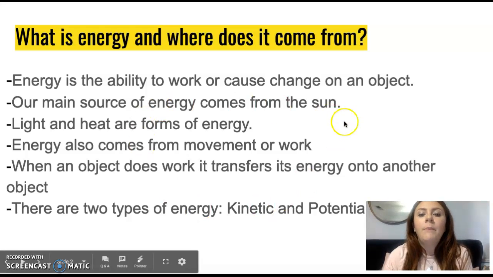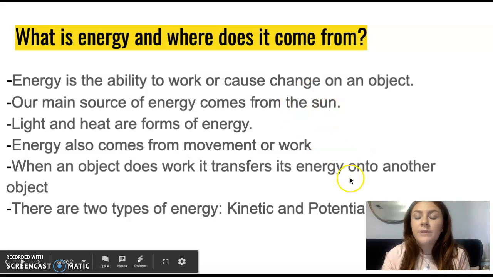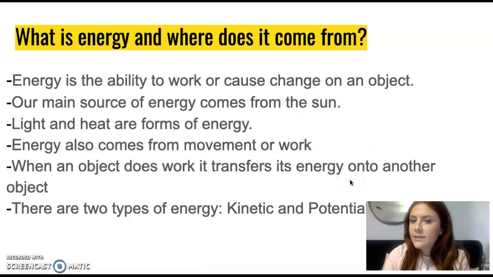Our main source of energy comes from the sun. Light and heat are forms of energy. The sun is very hot. The sun has heat rays that get absorbed by the earth and by things on the earth, like people and plants. The heat ray gets absorbed into us or plants or the earth, and our bodies and other living organisms transform it into energy.